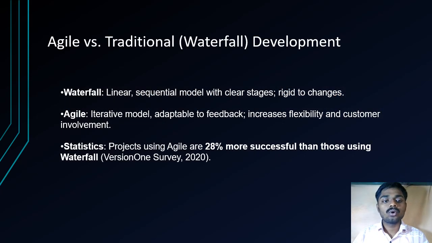Let's see how agile development processes differ from the traditional development methods and why we should take agile over the traditional development process. Agile and waterfall are two distinct approaches to software development, whereas waterfall is a traditional development process. Each is suited to different project types.